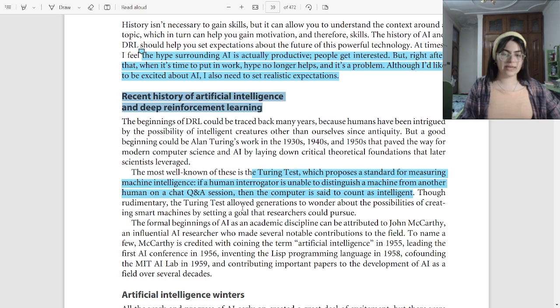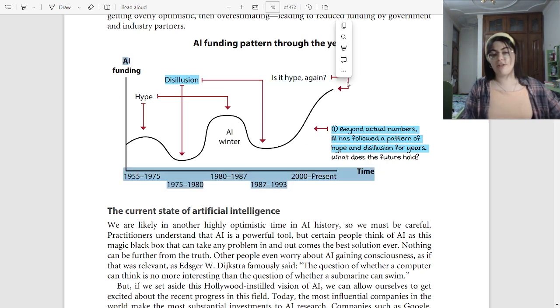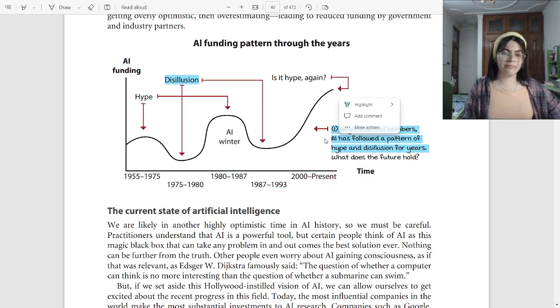Regarding the recent history of artificial intelligence and deep reinforcement learning, it just mentions that there is lots of hype around AI. At first we had some hype, then there was a disillusion when the hype went over, then there was another hype, but then the AI winter happened and it went down. From 2000 to the present, AI funding is going higher and higher, and the author is questioning whether it's another hype or whether it will keep on. AI has followed a pattern of hype and disillusion for years. What does the future hold?